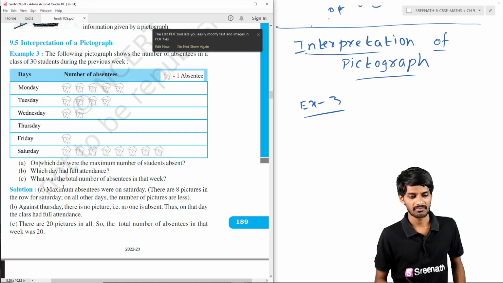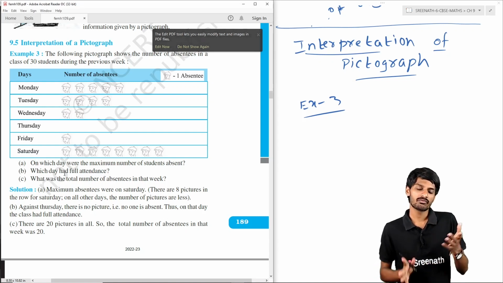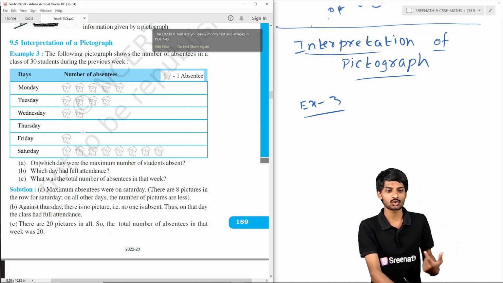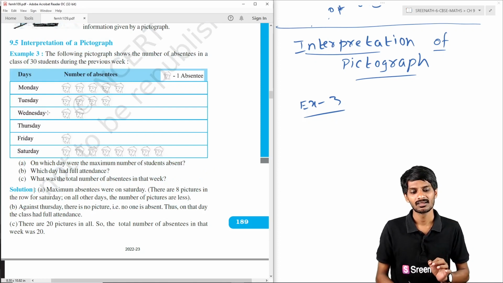So Saturday. So next thing, which day had full attendance? Full attendance means there are no absentees. So on which day are there no absentees? Obviously it is Thursday.